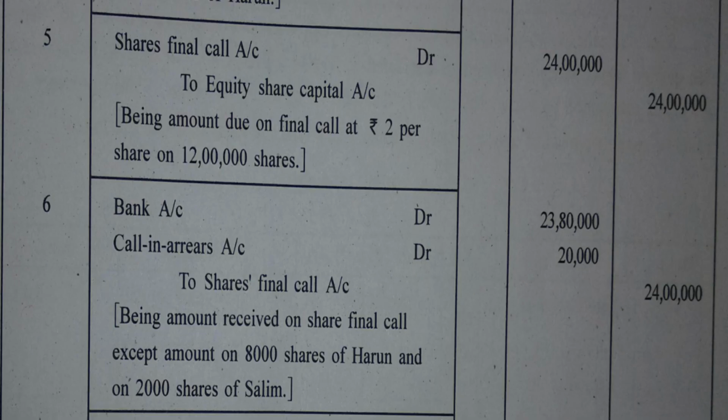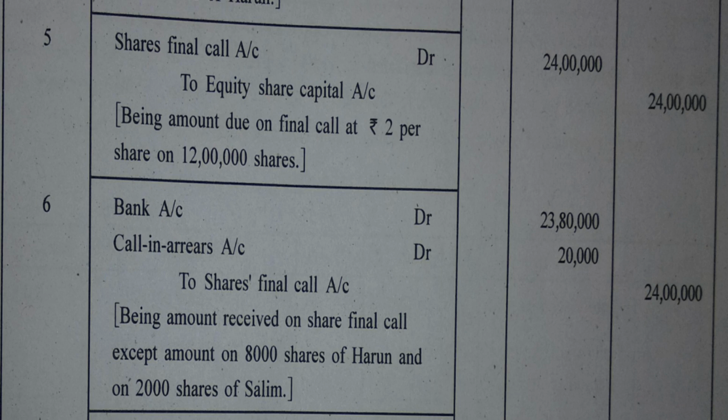So the journal entry, firstly, share final call becomes due. That journal entry is not at all new. So directly I'll be explaining journal entry number 6. Bank account debit, obviously call in arrears account debit. We are going to understand the amount, but let us understand the journal entry at first to shares final call account. What is the journal entry for receipt of final call? It is simply bank account debit to share final call. But here final call is not received on 10,000 shares and hence we are supposed to write call in arrears account here. Yeah? Let us understand the amount.